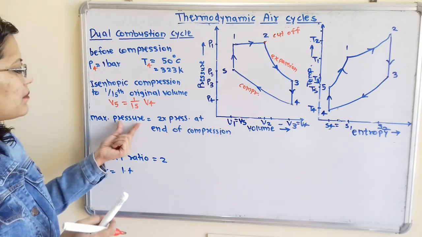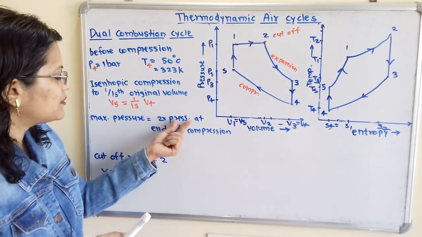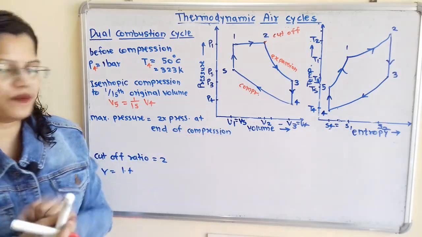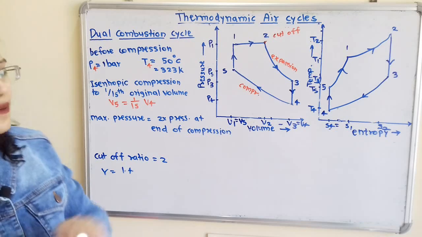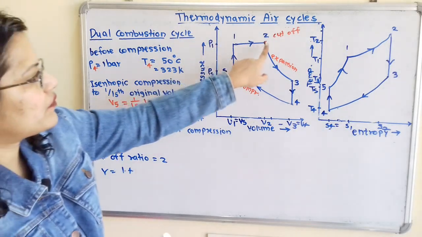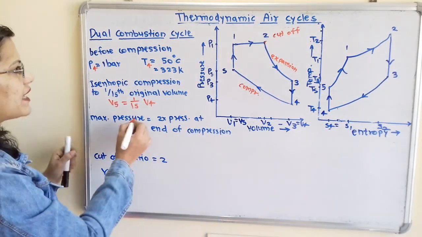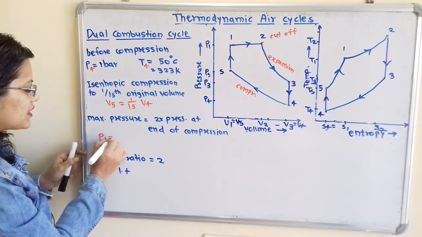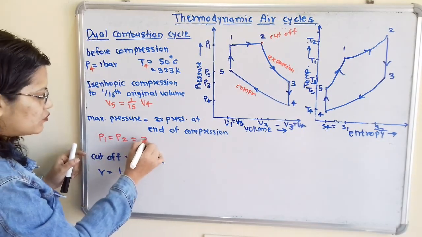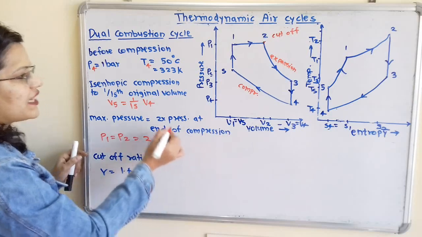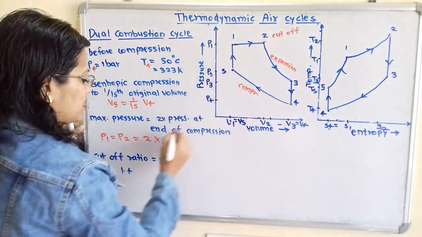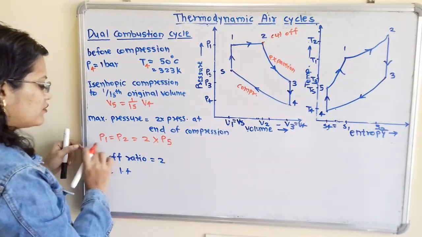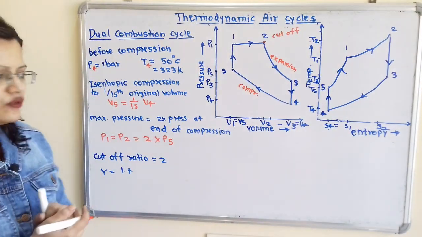Then maximum pressure is equal to 2 times pressure at the end of compression. Now if we observe this diagram, here is the maximum pressure, that is pressure at point 1 and pressure at point 2. So we will write here P1 is equal to P2, which is equal to 2 multiplied by pressure at the end of compression. So here is the compression process 4 to 5, that is 2 multiplied by P5. So this is the relation that we have to use.